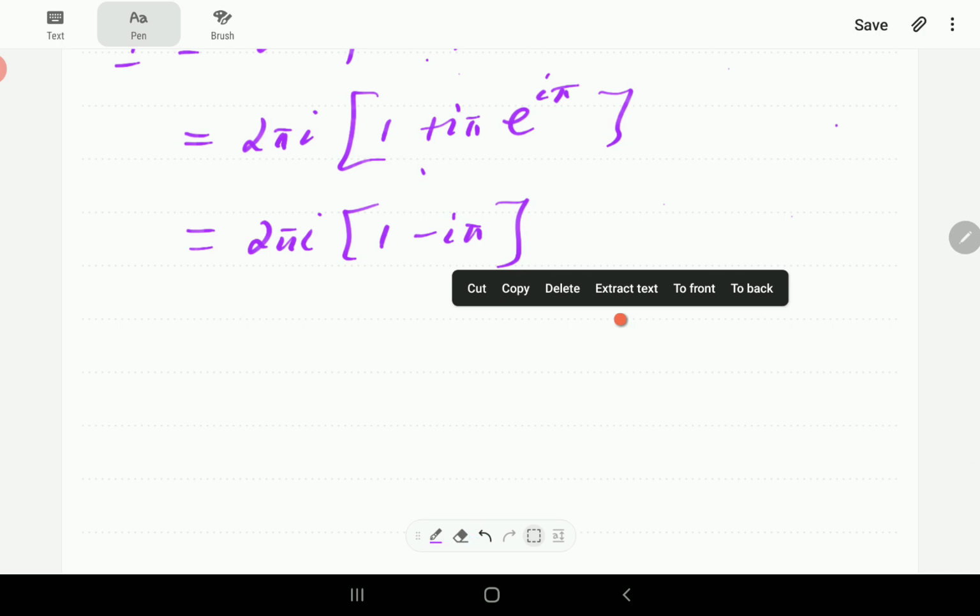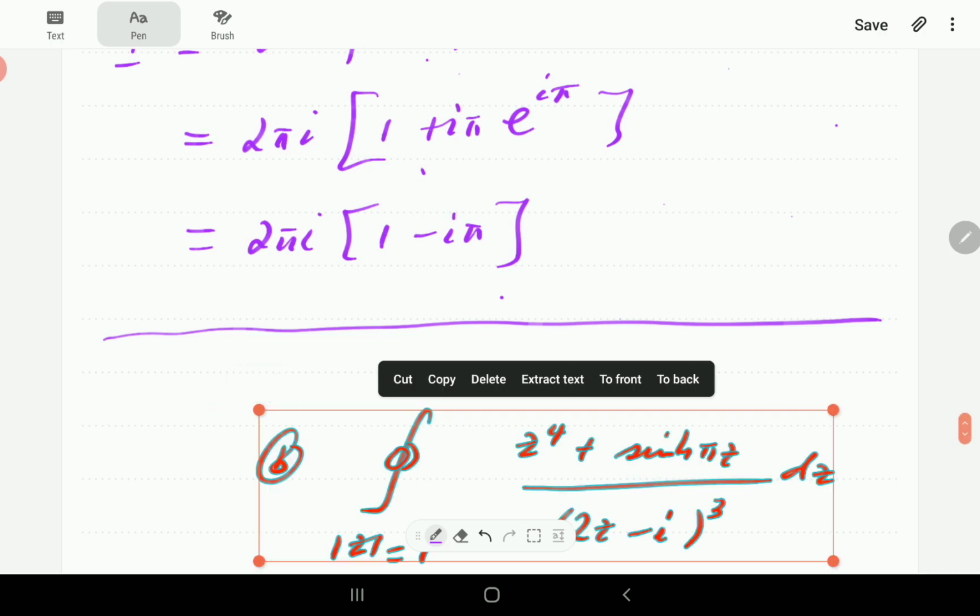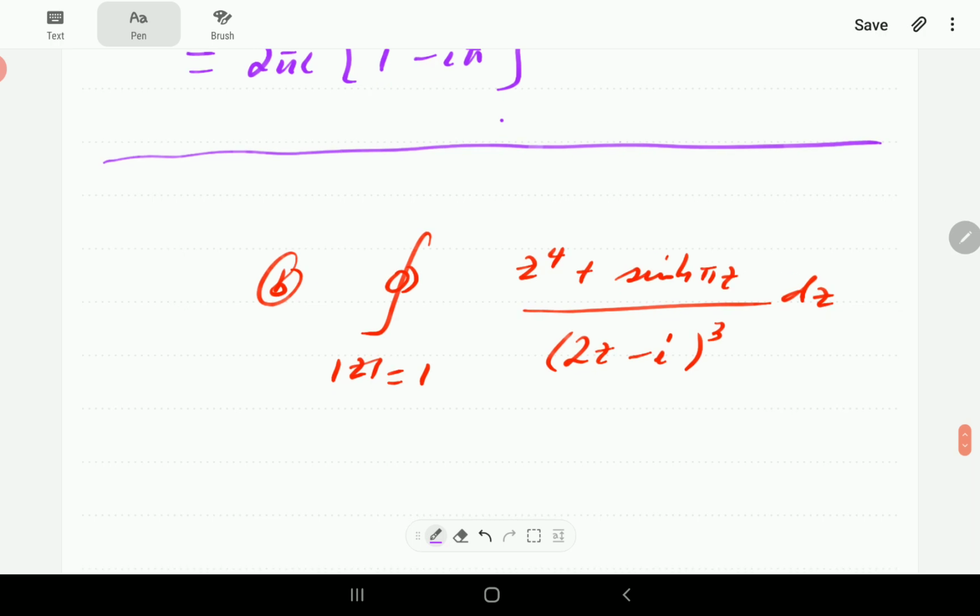So in part B, we have the integral of z to the power 4 plus hyperbolic sine of pi z over 2z minus i to the power of 3.